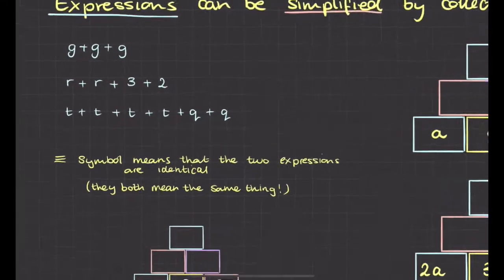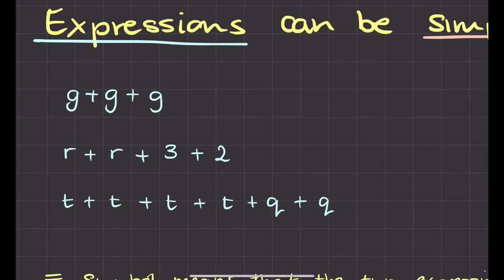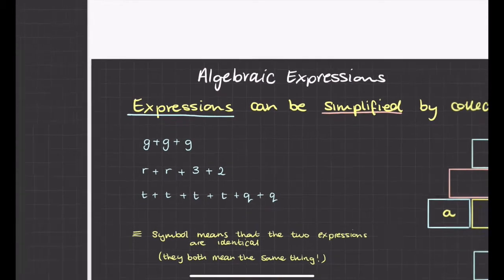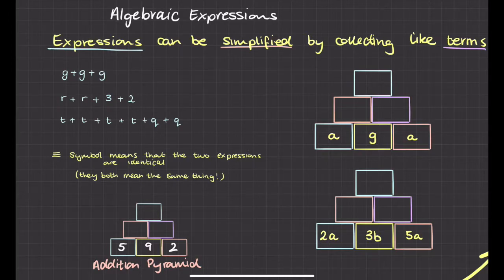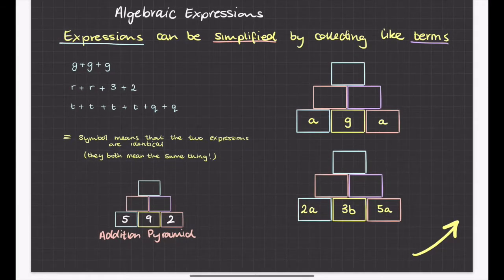So I've got an algebraic expression here, g plus g plus g, and I want to simplify it. Okay, what do I mean by that? Well, I want to write it in a way that's going to be easier to work with. I want to write it in a way that seems the most simple and straightforward and easiest to work with. So we can simplify this, and we can do this by collecting like terms.